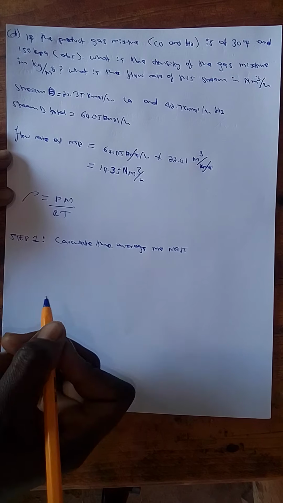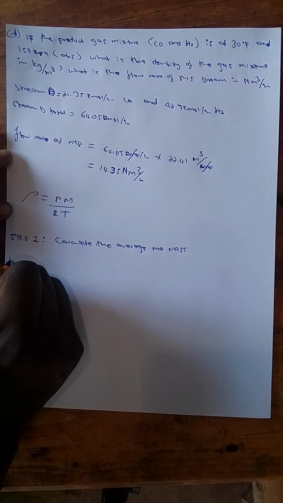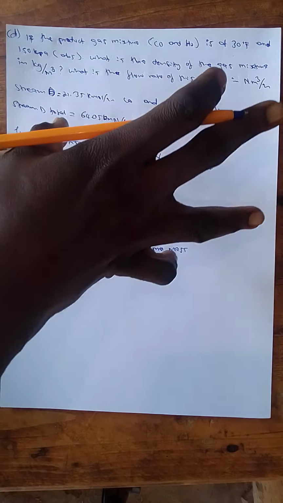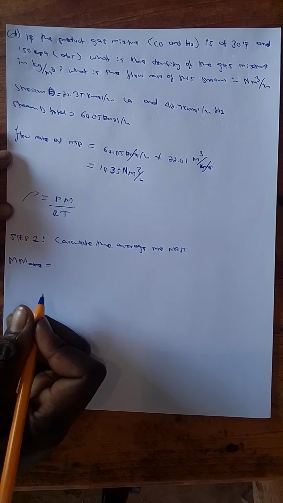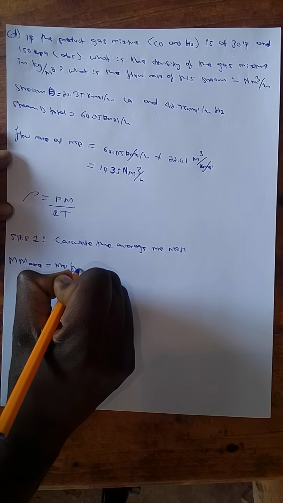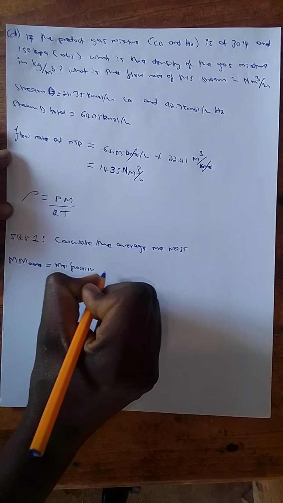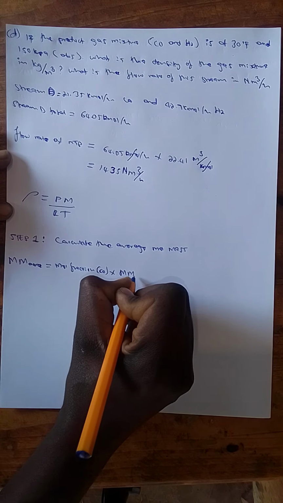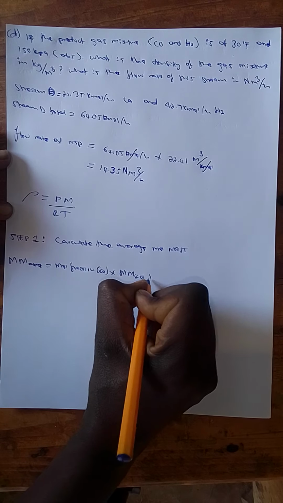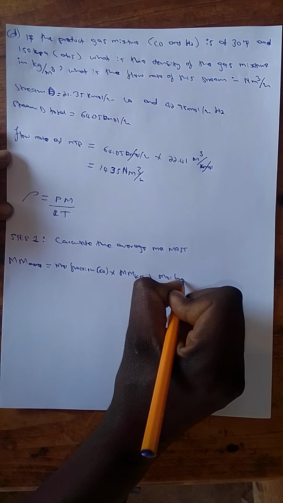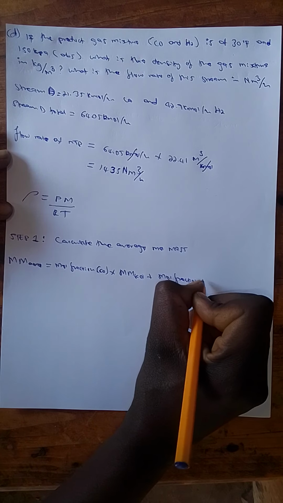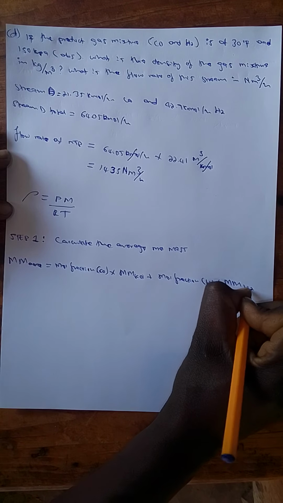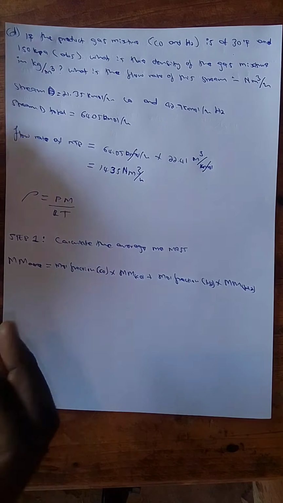If we're going to calculate the average molar mass, let me write the equation for it. I'm going to write an equation that is going to be used specifically for this. The average molar mass is the mole fraction of CO multiplied by the molar mass of CO, plus the mole fraction of H2 multiplied by the molar mass of H2. This is because we have two gases that have mixed together.